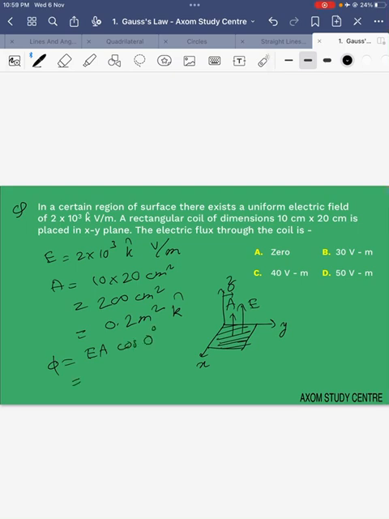So what is the electric field? 2 into 10 to the power 3, into cos 0. The area is 200 centimeter square. If I convert into meter square, then it is 0.02 meter square. So 2000 into 0.02 comes up to 40 volt meter. So the answer is C.